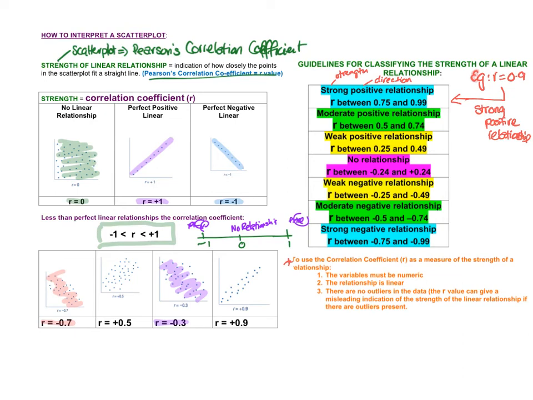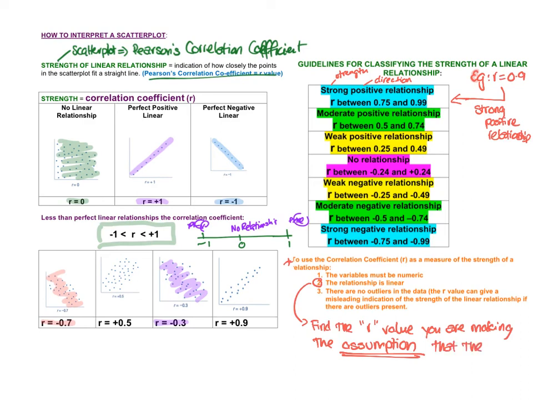So they'll often say what assumption is made. So when you find the R value, you are making the assumption. Now, take note of that word, because they love to use it, that you are making the assumption that the relationship is linear. So you'll hear some questions with that. So just remember that.